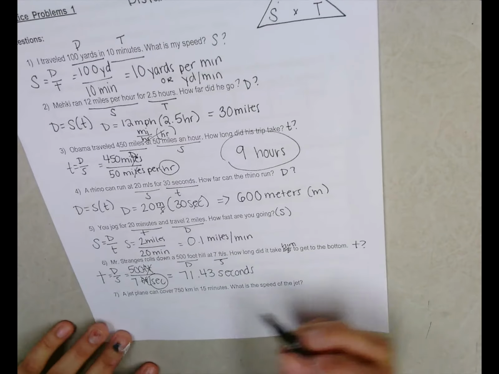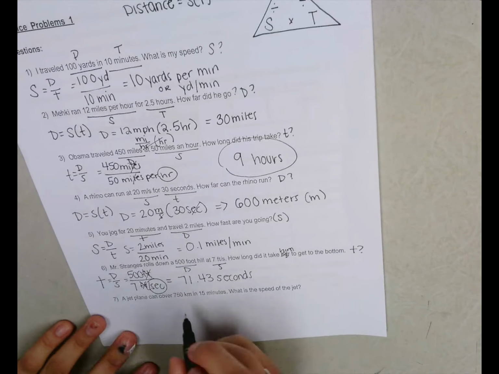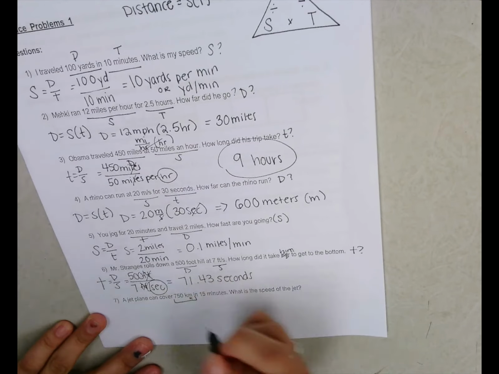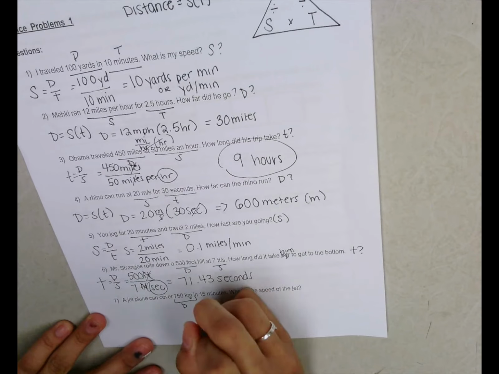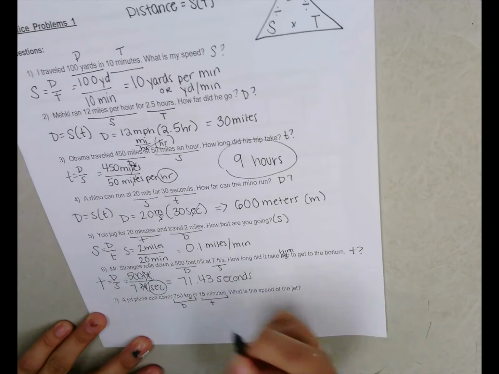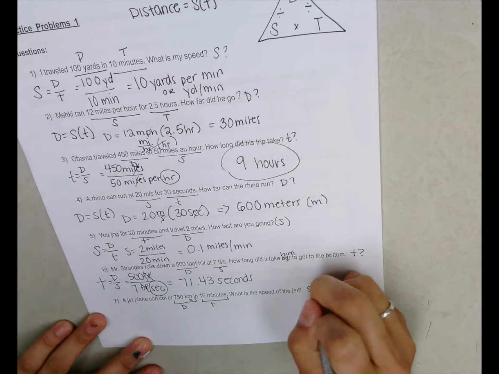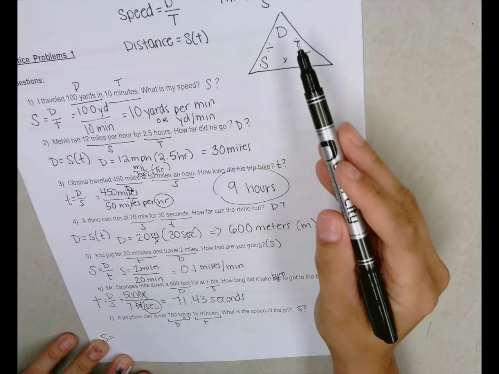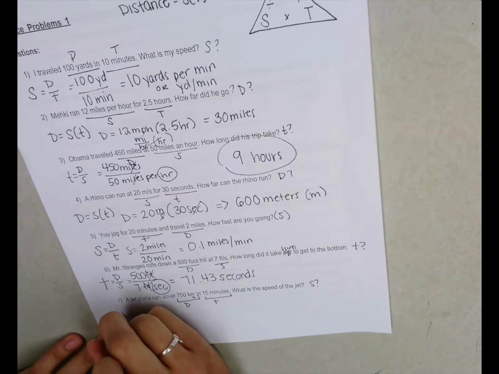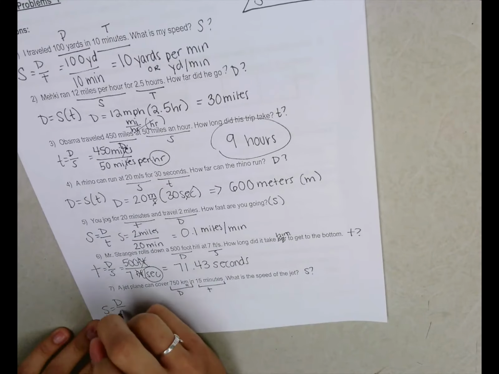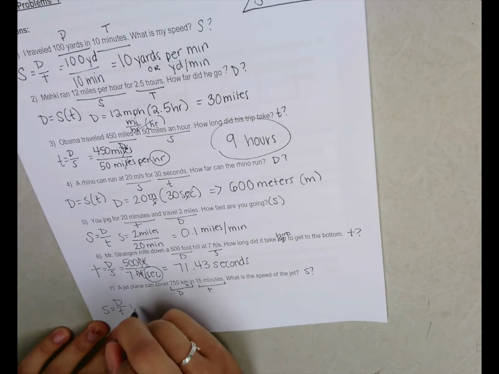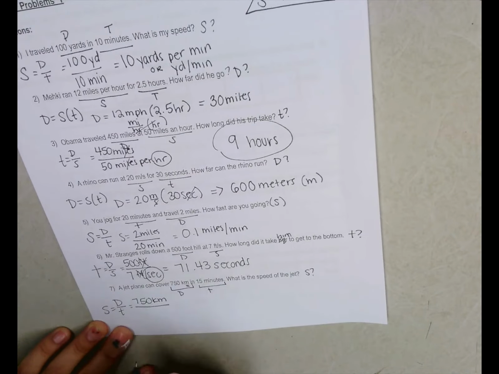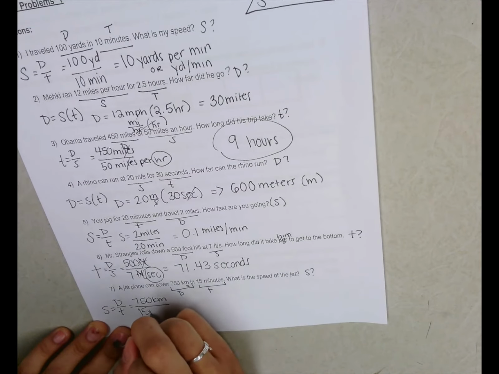Last one on this page, a jet plane can cover 750 kilometers. Kilometers, that's a distance, in 15 minutes, which is a time. What is the speed of the jet? We know that speed is equal to distance over time. So we take the distance, which is 750 kilometers, divided by 15 minutes.